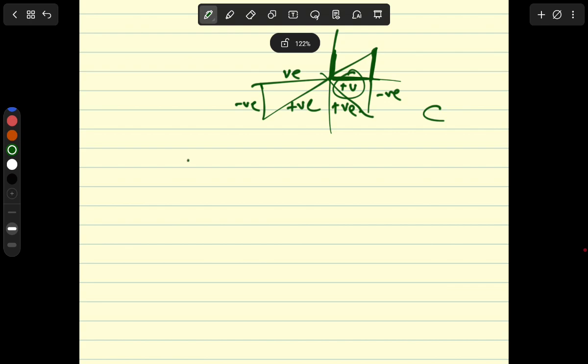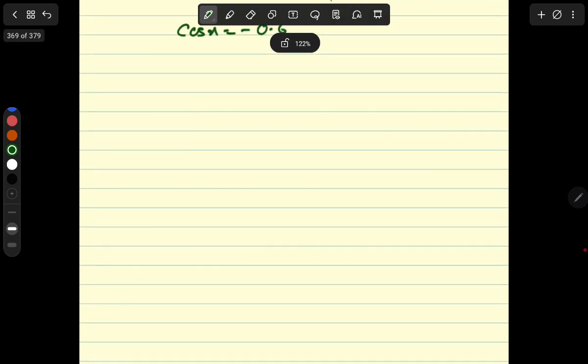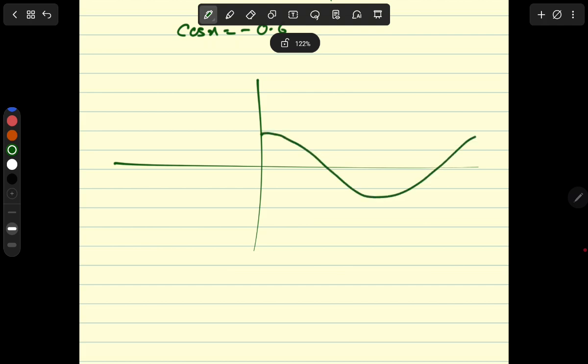Now let's try to do cos of x is equal to negative 0.6. If you look at it, the cos function goes like this, right? The maximum value is at 1, the minimum value is at -1, and it also continues before 0 and after 360 as well. So it's a perpetual curve. But we are given a domain of x lying between 0 and 360.